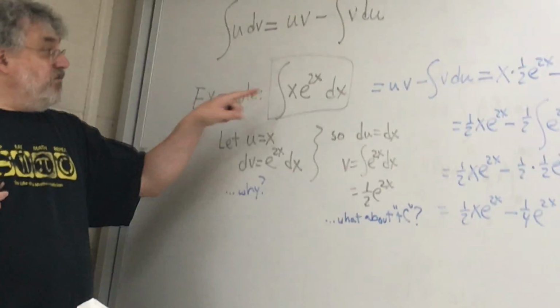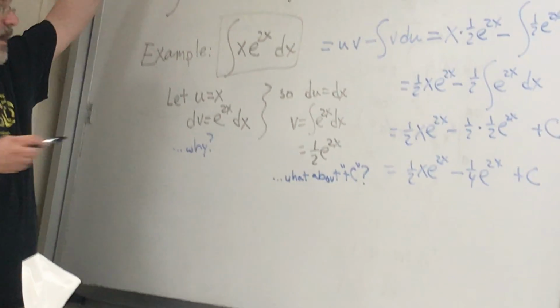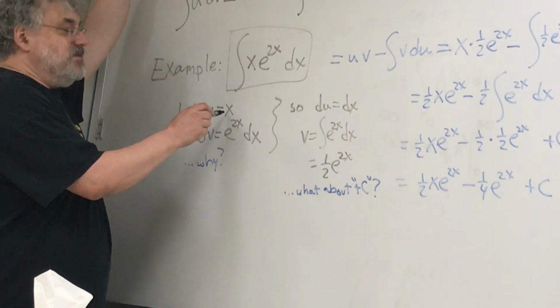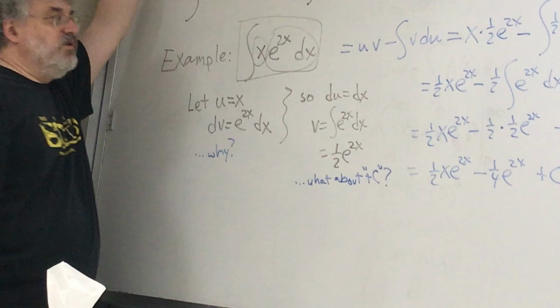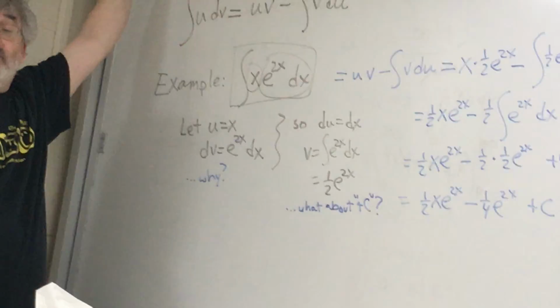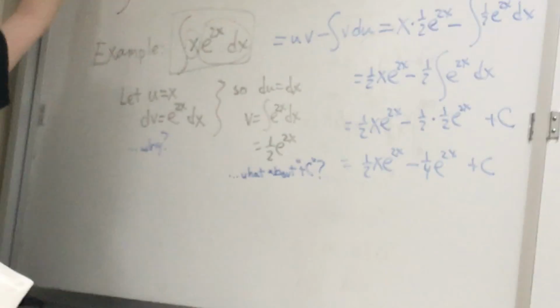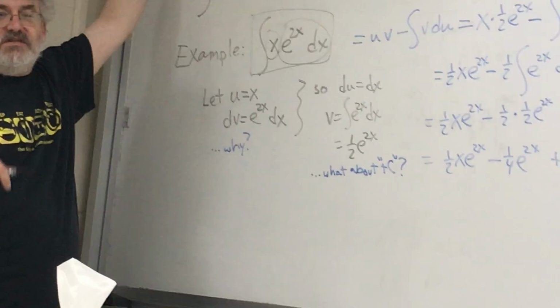What are we going to do? One of them has to be u, one has to be dv. I'm going to choose u to be x. That's right here. So dv is everything else. Why did I do that? It's a good question, and we will get to it. Let's just say I chose right, and we'll see why later.